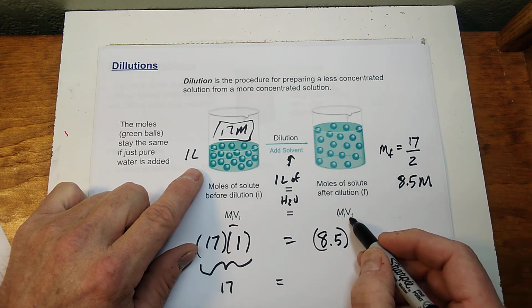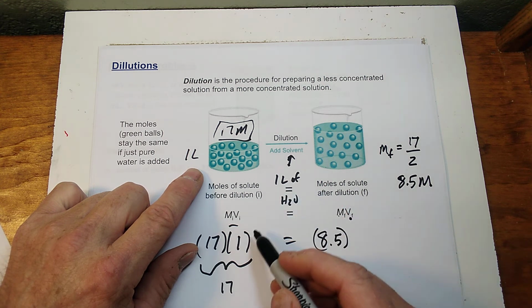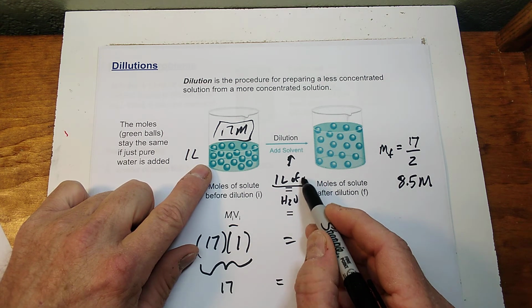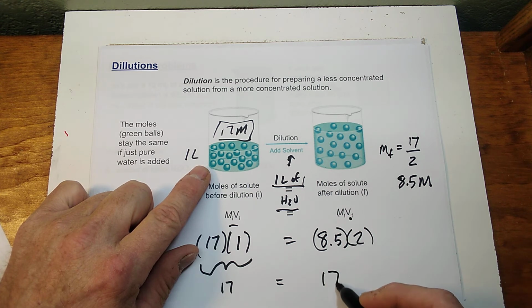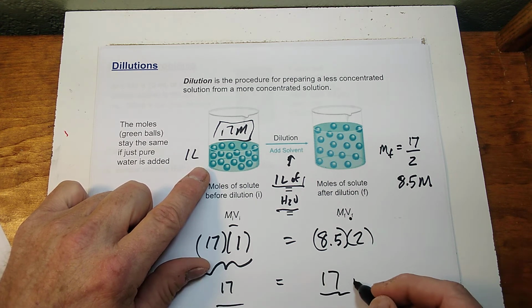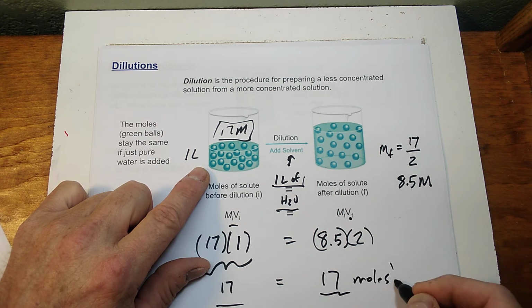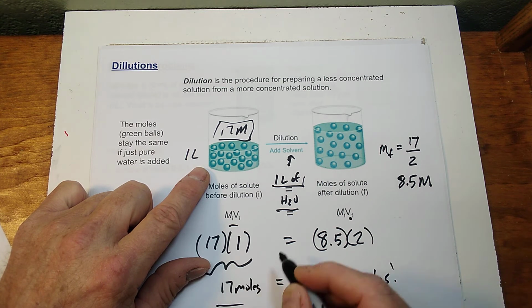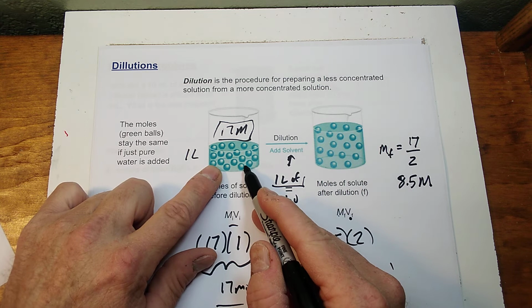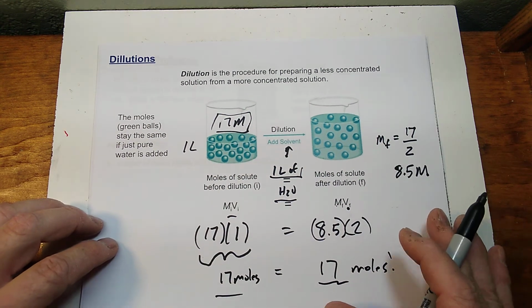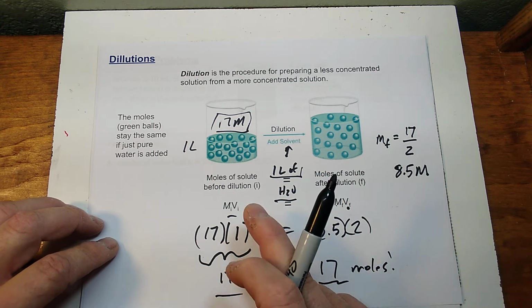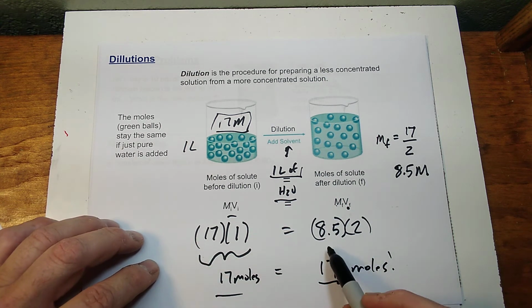But remember what we did to the volume. We added 1 liter of pure water, so it went from 1 liter to 2 liters. And so we're still going to get 17, because the units you're left with are moles, and you can't lose moles if you add pure water. If there were 17 balls here, there's still 17 balls here. It's still 17 moles, 17 balls equals 17 balls. And that's all this really does.